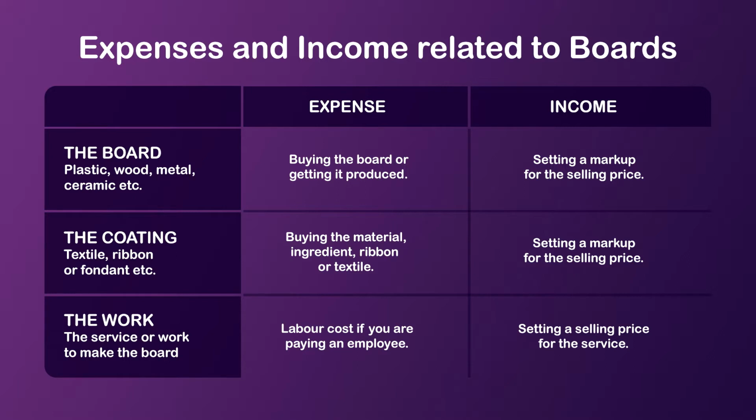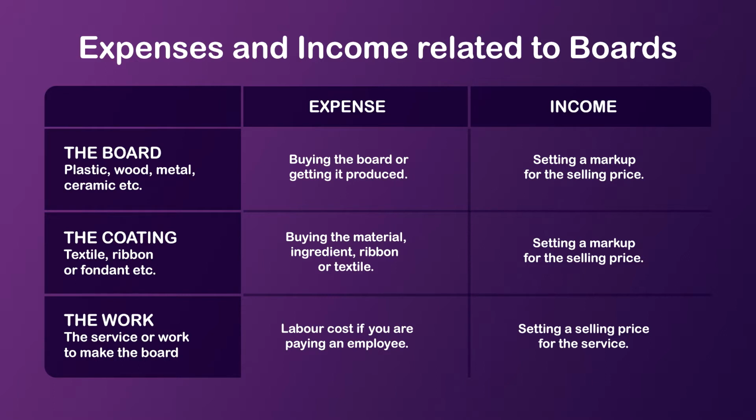And the third thing would be the actual work involved to do that. So to either put the material on the board or to do the fondant work or whatever it is, that would be a service or work which you could charge for as well. And the cost there would be if you had to pay somebody to do it for you, or your own time cost to do it. And obviously you could charge people money for that, and that would be an income.